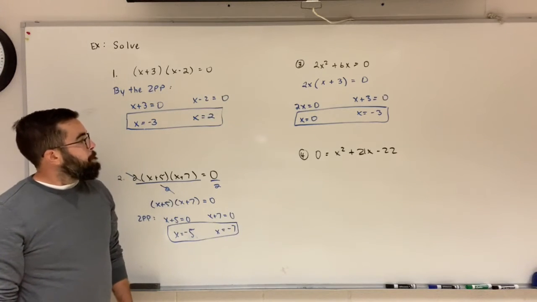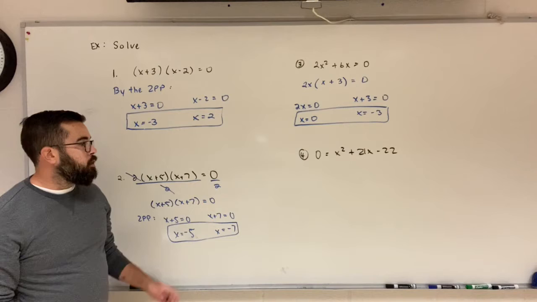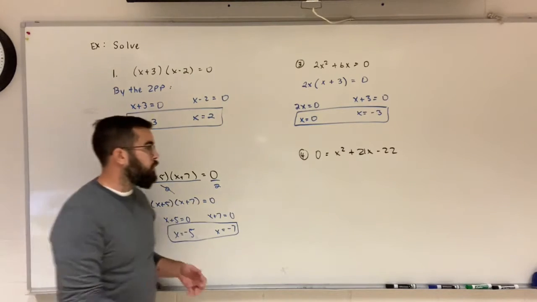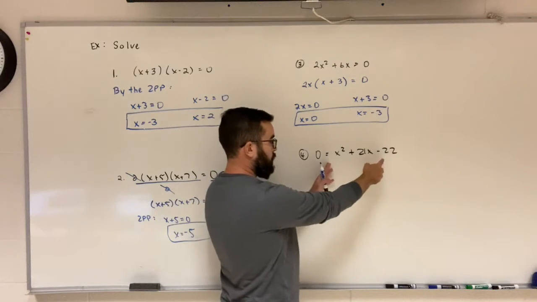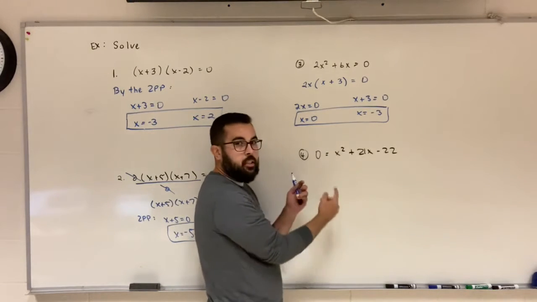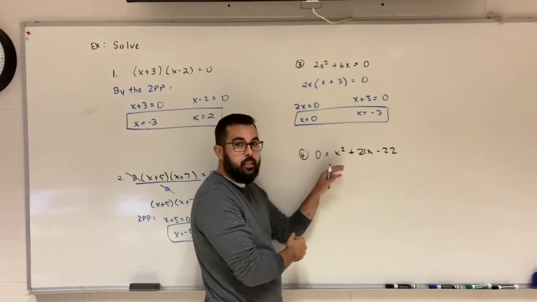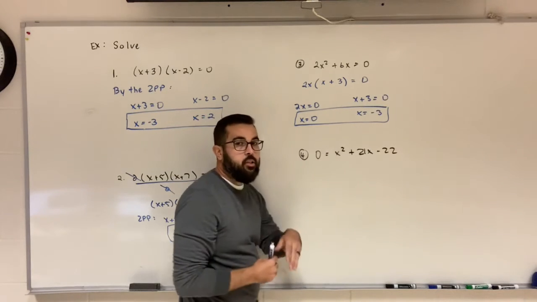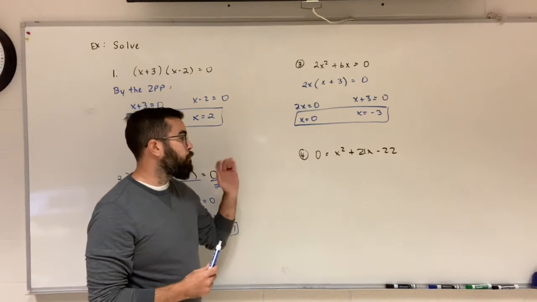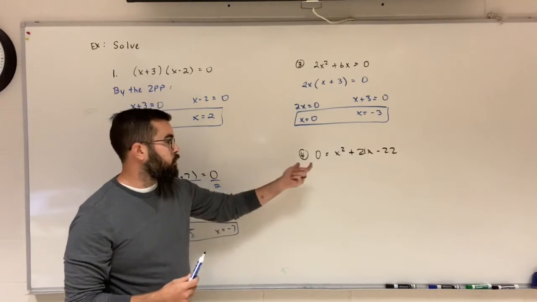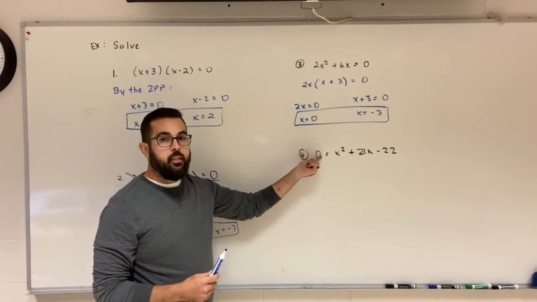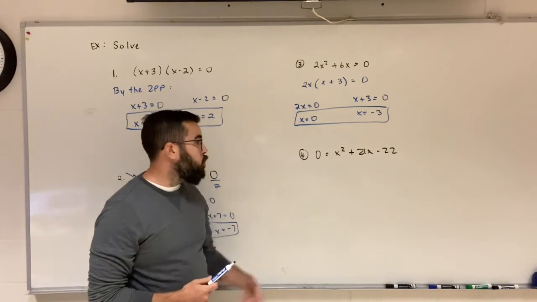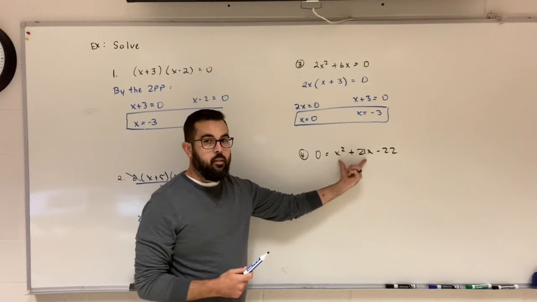Okay? On to number 4. We have 0 is equal to x squared plus 21x minus 22. Again, we have a sum and difference equaling 0. There's lots of different ways to add and subtract and get 0. Okay? But we know by the zero product property that if we have a product, there's only one way to multiply to 0, and that's if one of the quantities you're multiplying is 0. So what I'm going to do is I'm going to factor this.